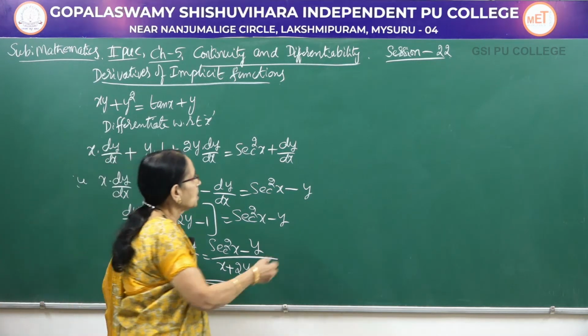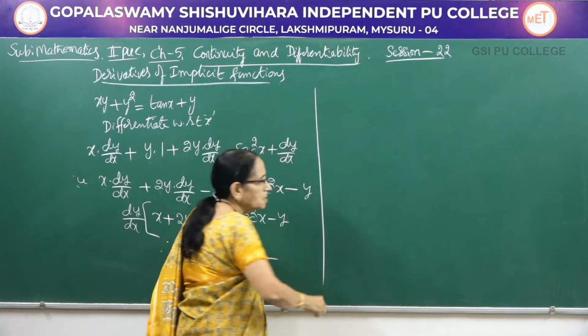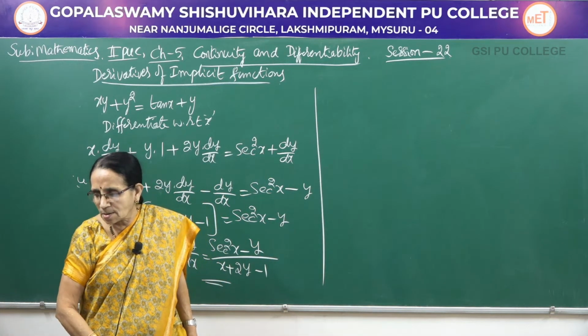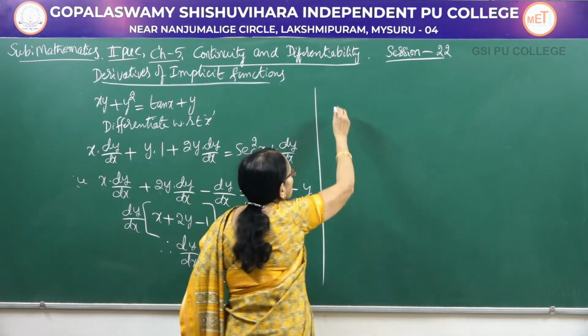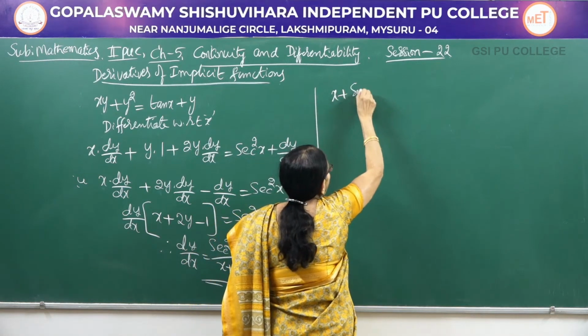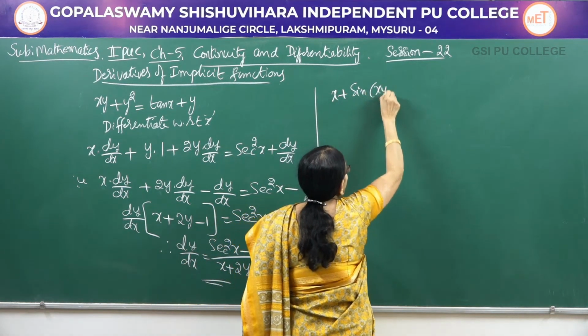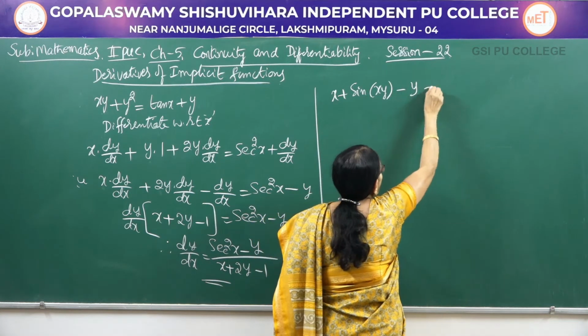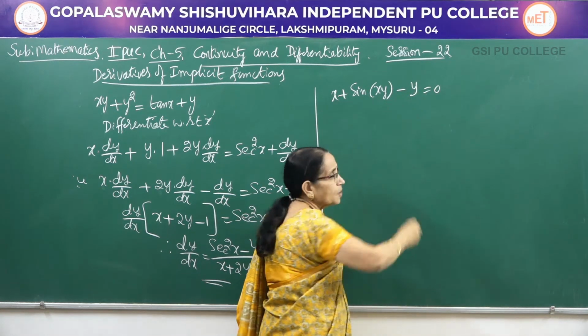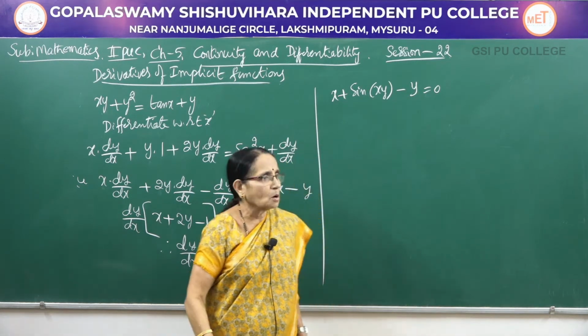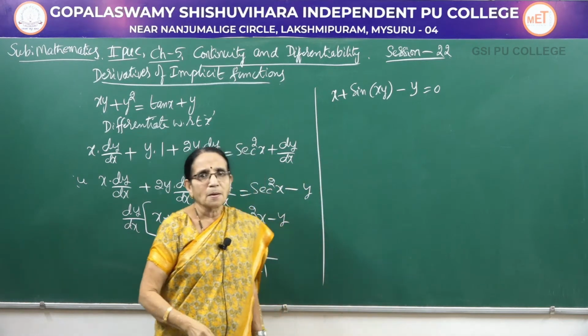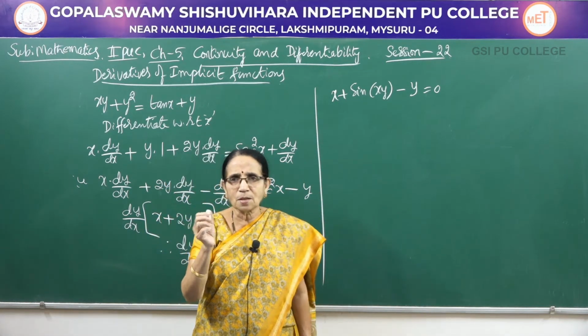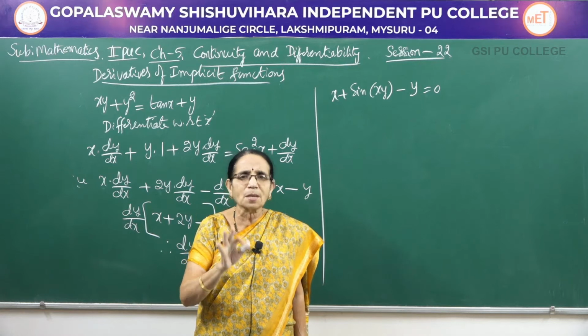Now, let me move on to the second problem. In this one, the function is like this, x plus sine of xy minus y equal to 0, or sometimes this y may be given on the right hand side also. Look here. See, each function which I am giving you is a little bit different.